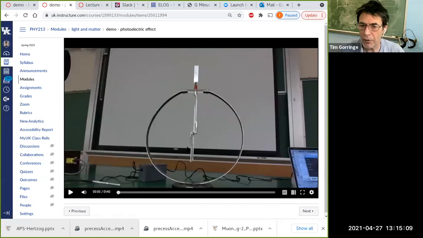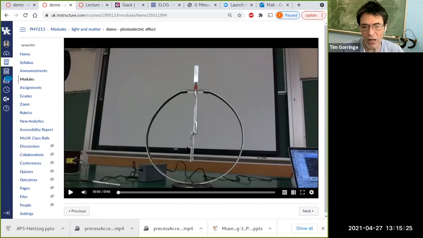And then I'm going to shine some light on it, and we're going to find an amazing result. I love this, it's a great experiment because it's an example of quantum physics that you could do at home.